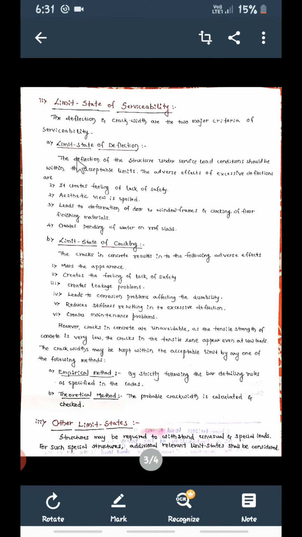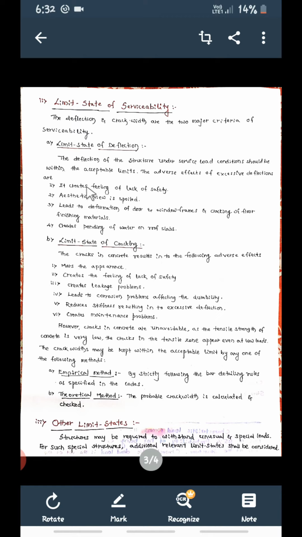So first is limit state of deflection. The deflection of the structure under service load condition should be within the acceptable limits. No doubt there will be deflection, but if the deflection of the element is within the permissible limit, there will be no danger. Then what are the adverse effects of excessive deflection? If the element deflects, what is going to happen?